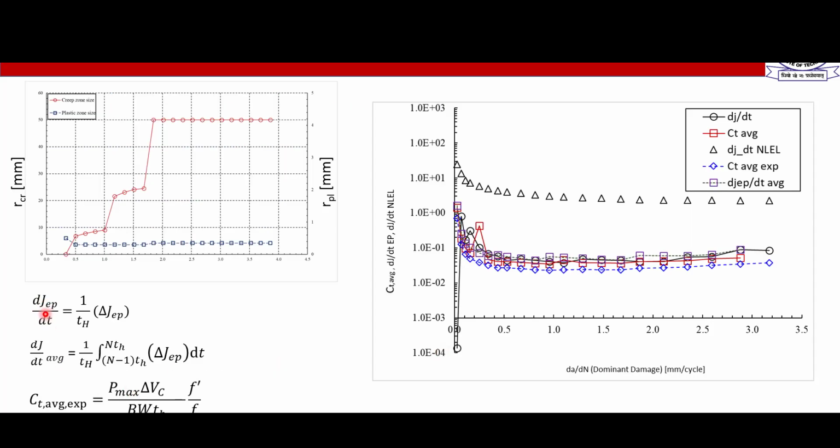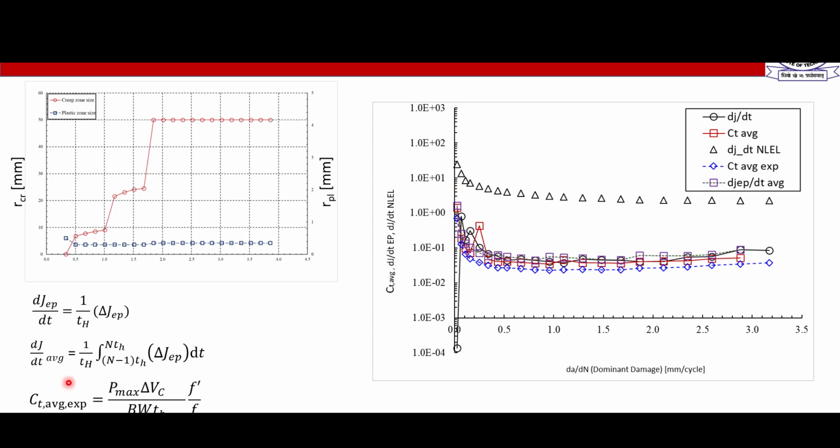So we also calculate rate of change of J integral average. It should not be dJ by dt, it should be dJ by dt average. So 1 by th, and then you take the integration of delta J dt. And CT average can also be calculated experimentally using this formula, and can be calculated numerically or mathematically by the formula which I showed 2 slides back.